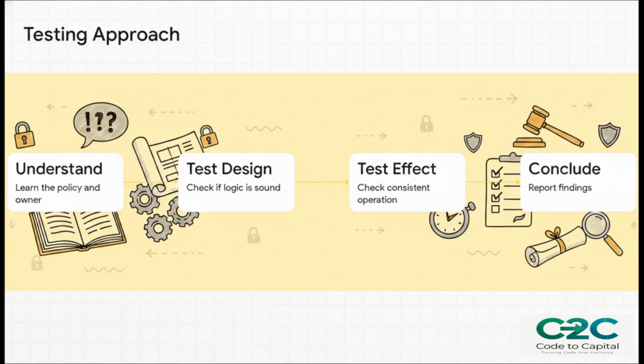Step 1, understand the control by reading the policy and talking to the owner. Step 2, test of design. Step 3, test of operating effectiveness, and step 4, conclude and report on your findings. Seriously, keep this precise 4-beat rhythm in your head, because I guarantee you, this exact sequence is going to be the backbone of every single future testing explainer in our series.